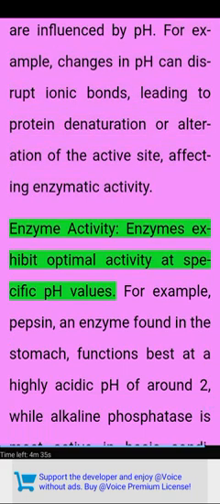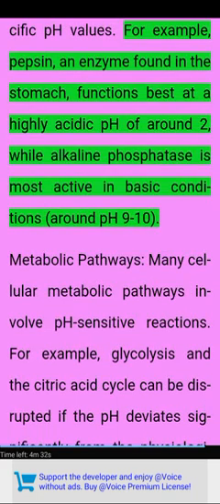Enzyme activity. Enzymes exhibit optimal activity at specific pH values. For example, pepsin, an enzyme found in the stomach, functions best at a highly acidic pH of around 2, while alkaline phosphatase is most active in basic conditions, around pH 9 to 10.